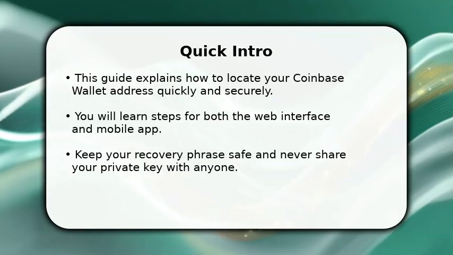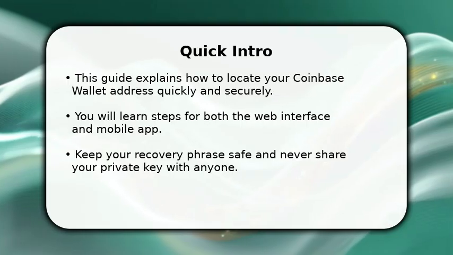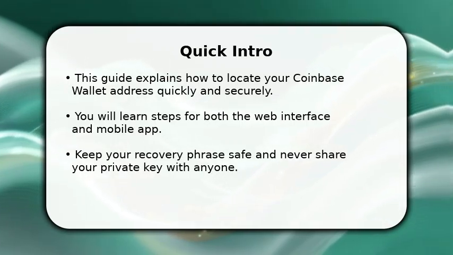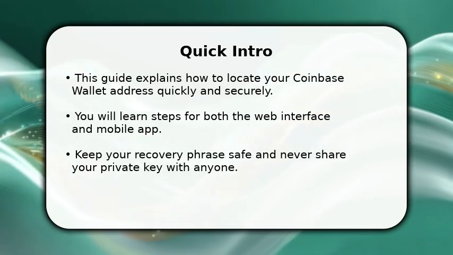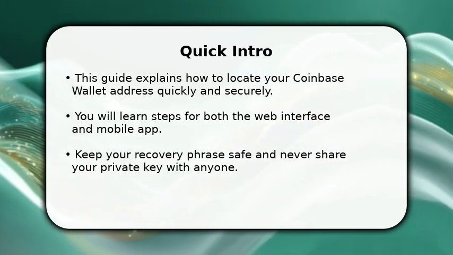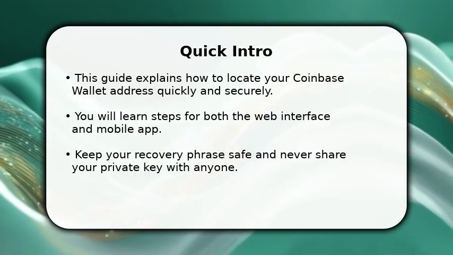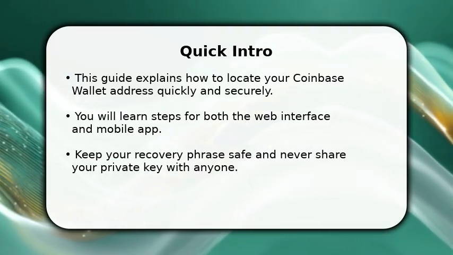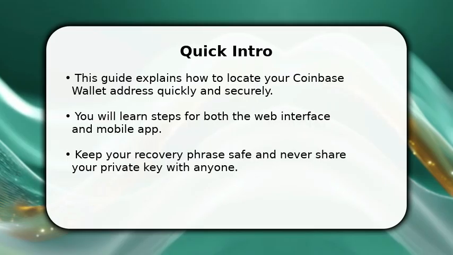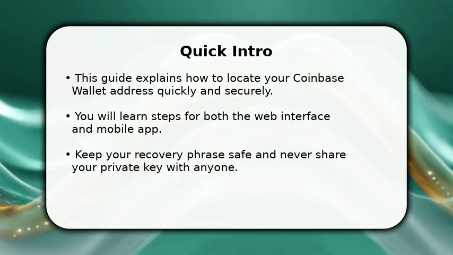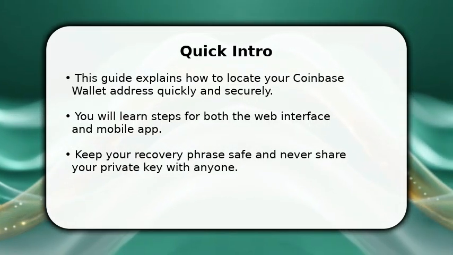In this video, I will show how to find Coinbase wallet address, full guide. Open your Coinbase wallet app or website, unlock access, navigate to the wallet list, choose the wallet you want, and tap Receive or Address to display your public address and QR code for deposits. Copy or share the address carefully, double-checking the first and last characters before sending or saving it.